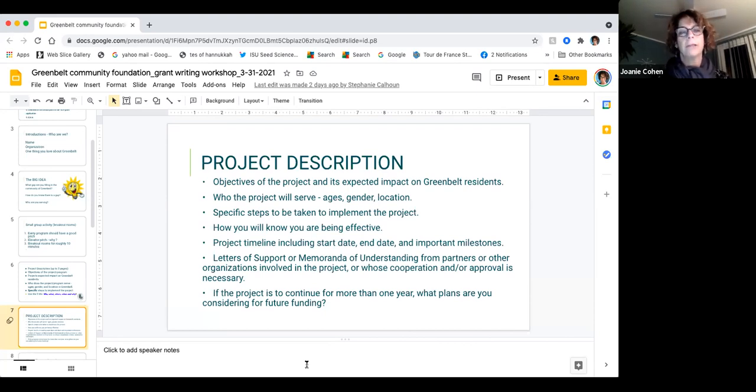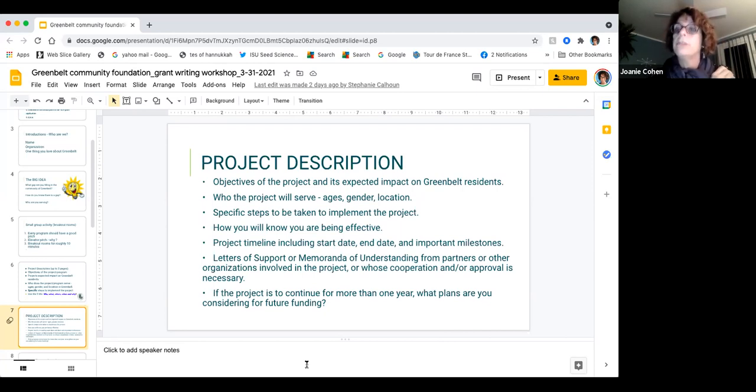And then we require letters of support or memoranda of understanding from partners and other organizations that might be involved in the project. So for the PTSA, for example, we would want some sort of letter of support or memorandum of understanding. And then finally, if it's a project that you hope will last in perpetuity or at least for another year, what plans are you considering for future funding? So are you going after other grant monies in addition to ours?